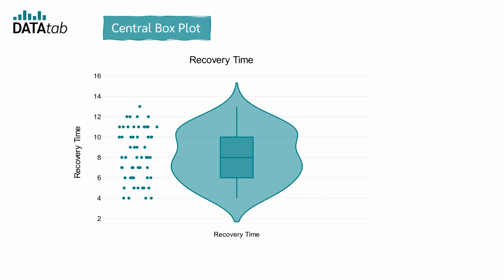Central box plot, which is optional. Inside the violin, there's often a miniature box plot which provides additional details about the data's distribution. The central line in this box plot represents the median of the data, while the edges of the box represent the interquartile range, giving insights into the data spread.